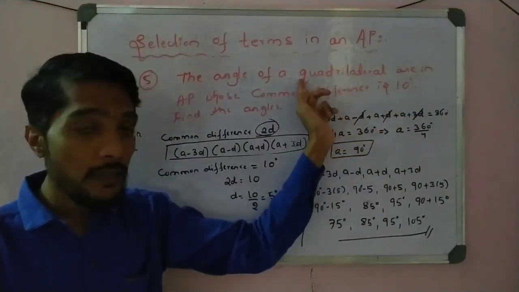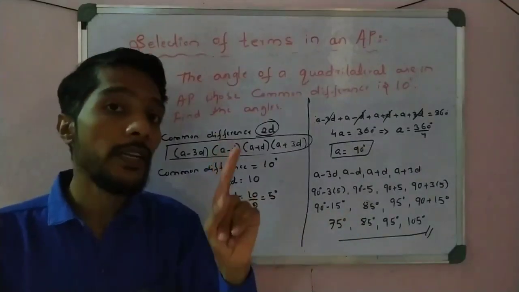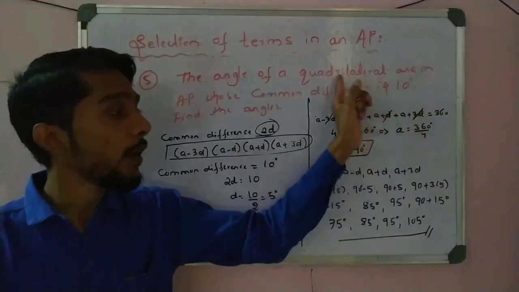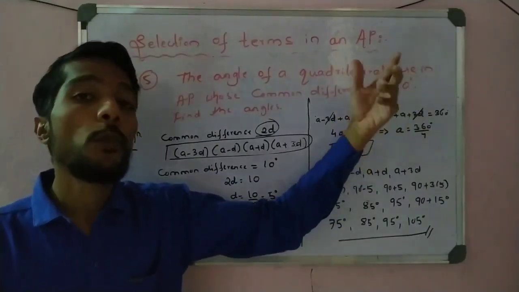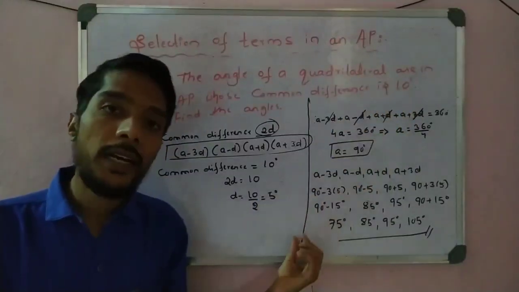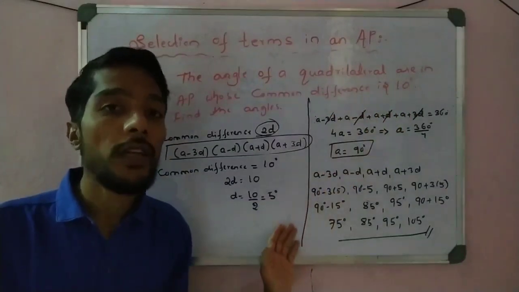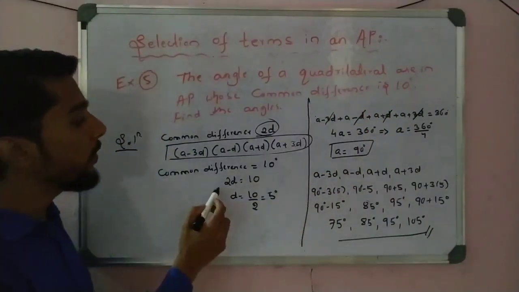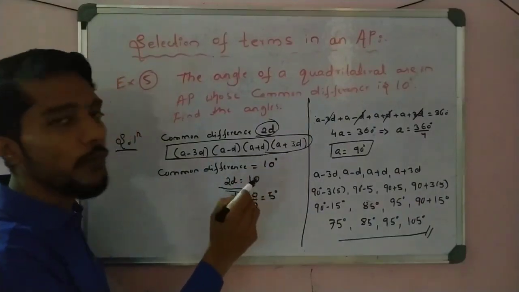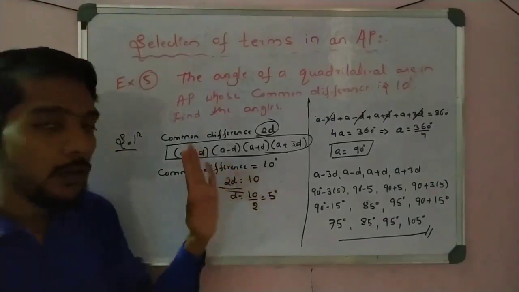In the triangle case, it is directly d, because we take the difference d. But in the even case, we take 2d. So whenever they give a degree in the quadrilateral, you make it half. If 10 is given, we take half, 5. If 20 is given, we take 10. If 30 is given, we take 15. So like that we take half. Why? Because the difference between each term is 2d. So 2d is equal to 10, so d is equal to half, that is 5.